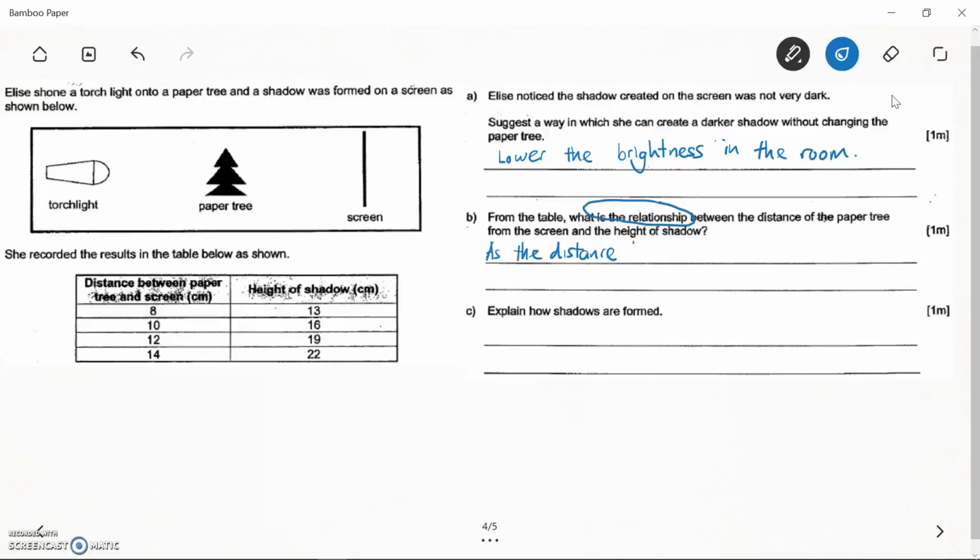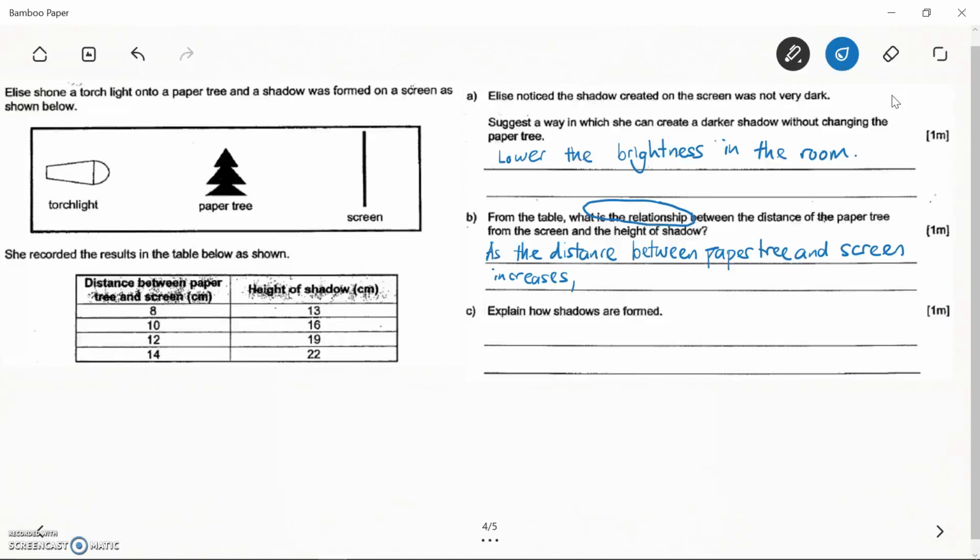The distance between paper tree and screen increases, comma, as the distance between the paper tree and screen increases. Okay, look at this. It's increasing: 8 to 10, 10 to 12, 12 to 14.